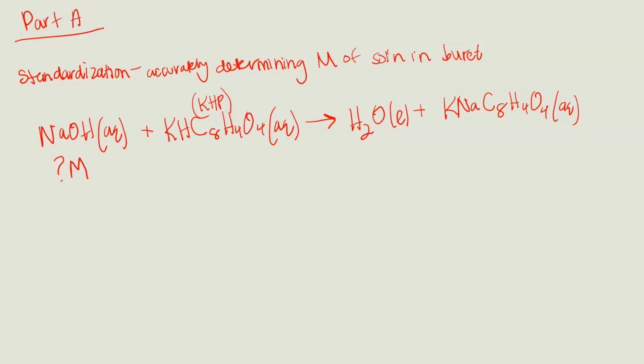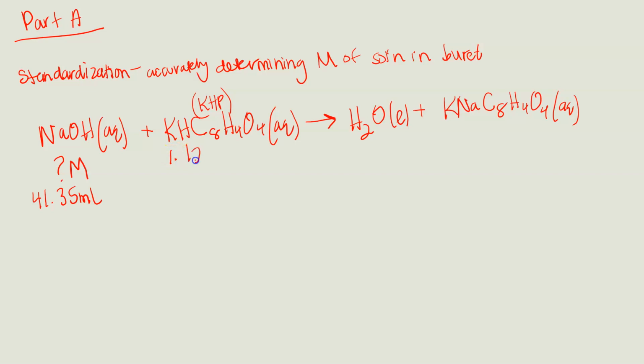For an example of part A, pretend like I did my titration. Our data would be milliliters of sodium hydroxide, because you're going to have your initial volume and your final volume, and you'll subtract those to get how many milliliters of sodium hydroxide you had to add before the color change happened and you reached the end point. You will also accurately know the mass of KHP that you measured out.